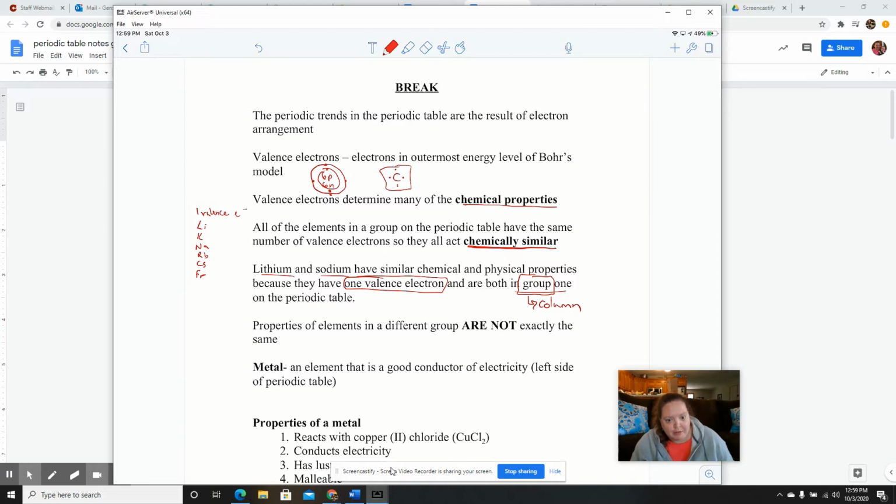Properties of elements in different groups are not exactly the same. For example, sodium and calcium are in different groups, and hence they are not exactly the same. So they're in different groups, they're in different columns. Again, a group is a column. They are in different groups, they are not the same, okay?